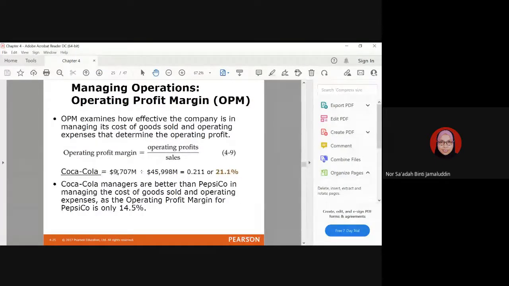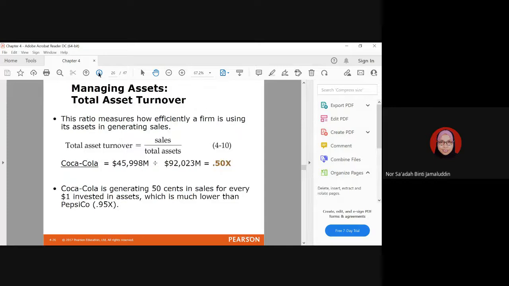So you can refer to the Coca-Cola income statement that I showed before, so that Coca-Cola managers are better than Pepsi in managing the cost of goods sold and operating expenses. The operating profit margin for Pepsi is only 14.5%, but Coca-Cola gets 21.1%. So much better than Pepsi.